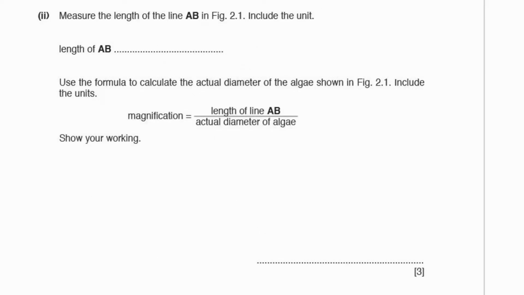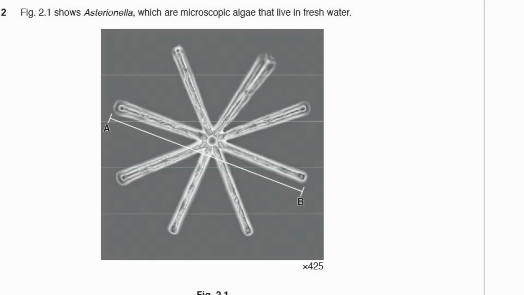Okay, 2. Measure the length of the line AB in figure 2.1 and include the unit. The length of AB is this line here. You just use your ruler, measure from the ends, and include the unit. So when I measured this line, I got 85 millimeters. But you could have got 84 or 86, or a slightly different number because you printed off a PDF onto a different size piece of paper. But as long as you know how to do the measurement, you should be okay.